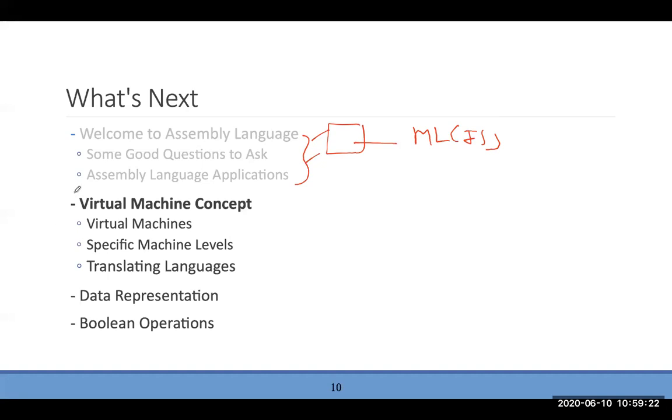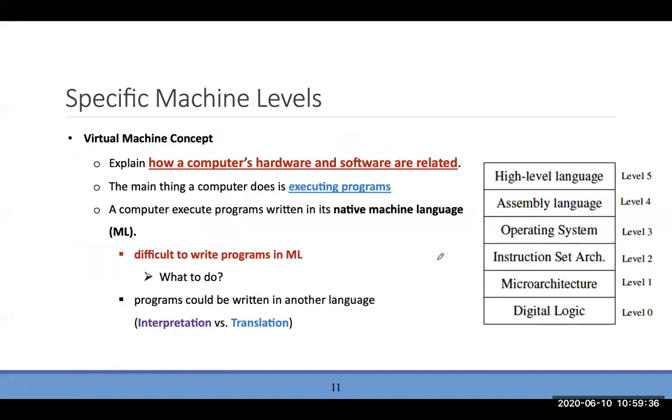Now we're going to focus mainly on the virtual machine concept. I hate the name. This is used by the book, but it is not really a virtual machine. It's just a model to understand the relationship between assembly language and the hardware. So let's just get that straightforward.